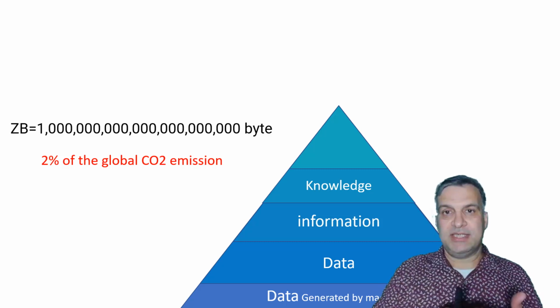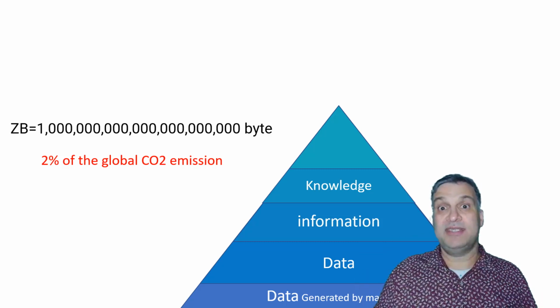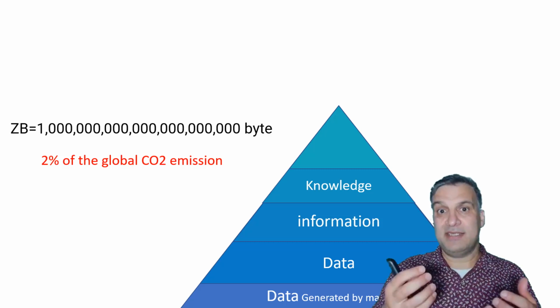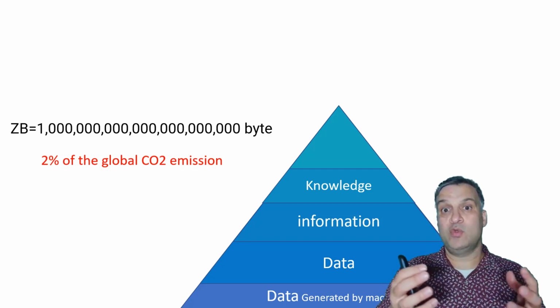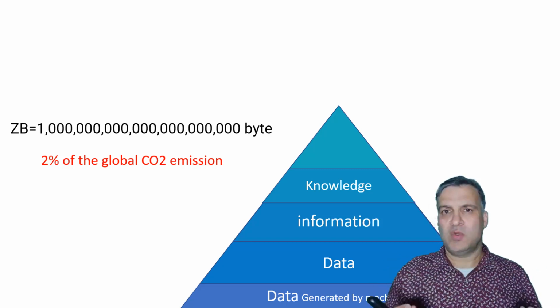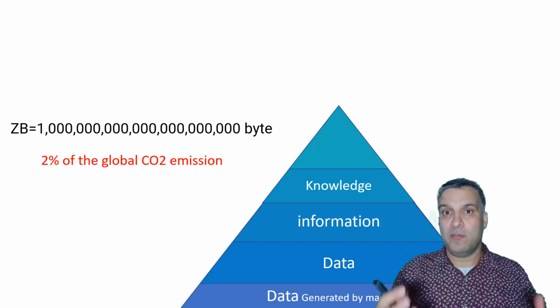Furthermore, searching, selecting, and extracting knowledge from data need energy, which exacerbates the greenhouse effect. Data centers are responsible for 2% of the global CO2 emission. So, what type of data should we store and in which form?